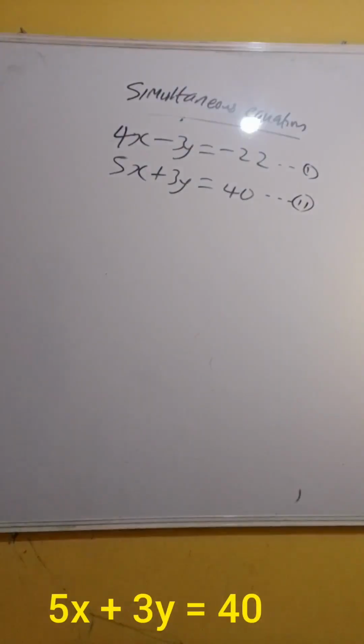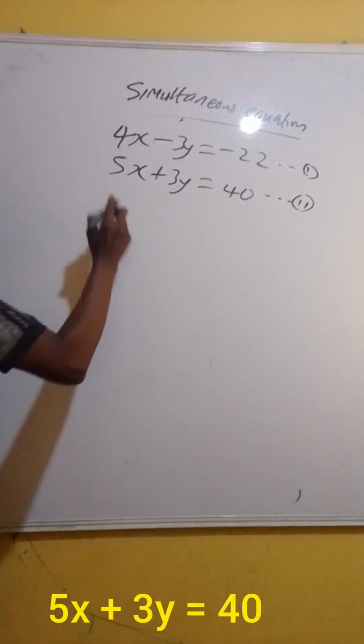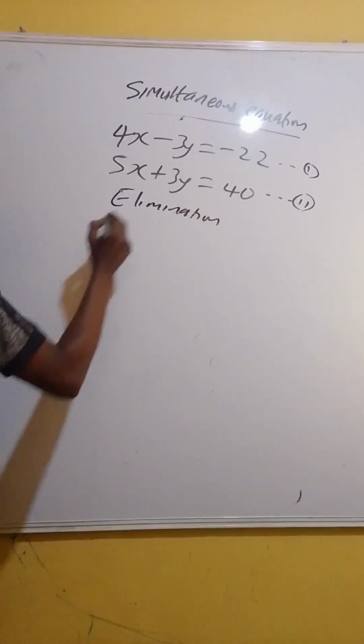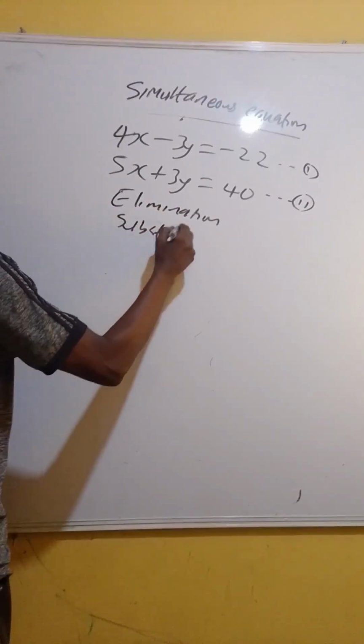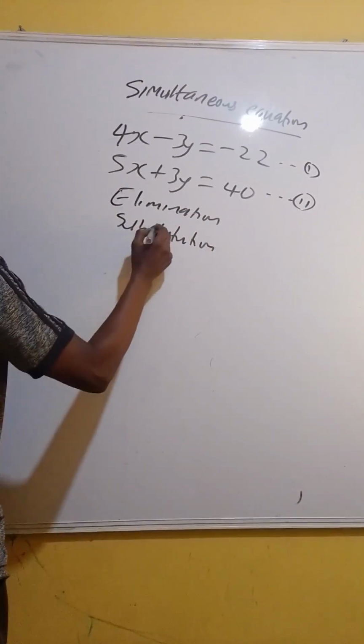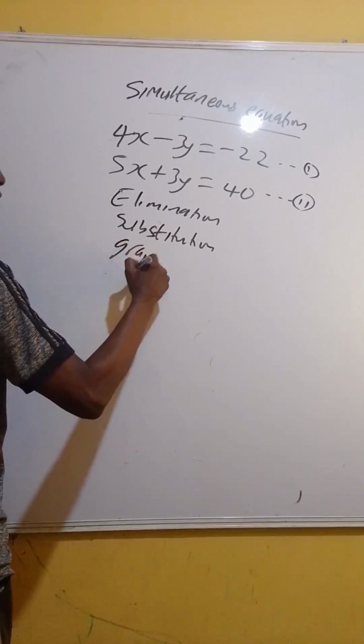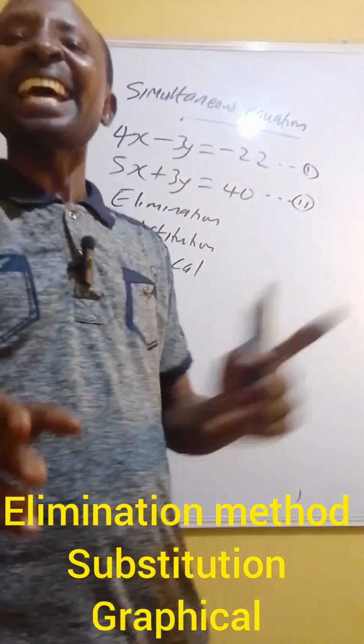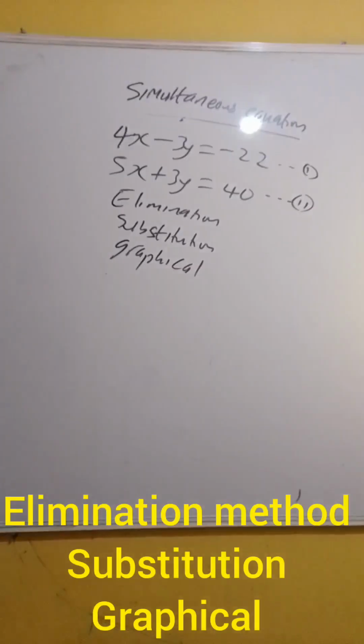One thing you must understand: simultaneous equations can be solved with the following methods: the elimination method, the substitution method, and the graphical method. Out of these, the elimination method is the easiest, so I'll just use the elimination method today.